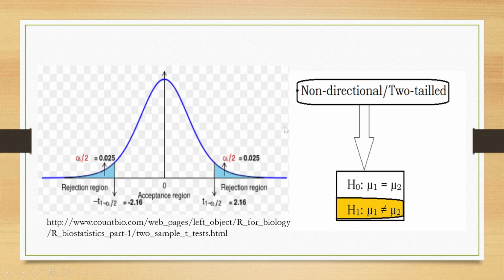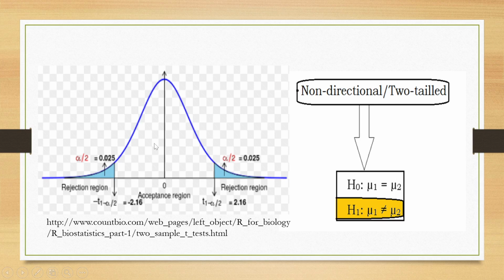Then, if the total area under the curve is 100%, it means that on the left tail, the alpha is alpha divided by 2, which is 0.025, and on the other tail, it is also 0.025. When you add these two together, you'll get 0.05, which is 5%, which means that the area for the acceptance of the null hypothesis is still 95% under this situation.